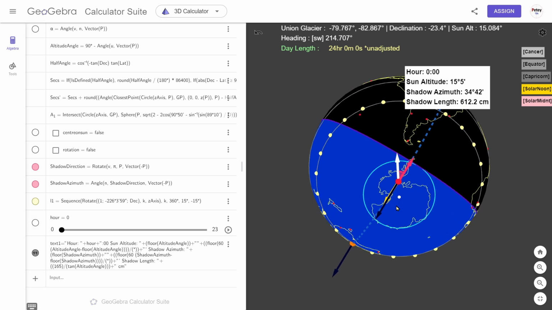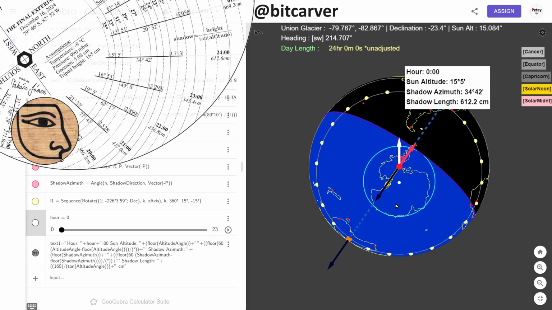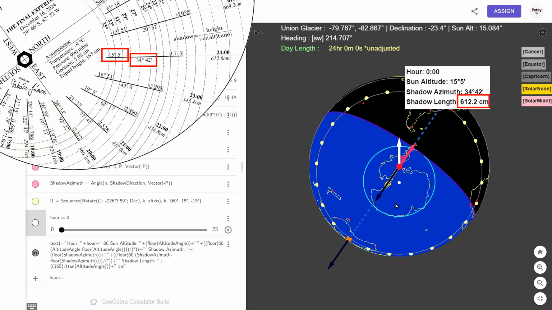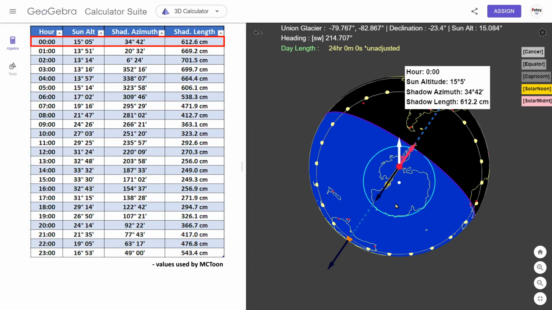So now we can compare the values obtained through my basic geometry with the values given to MCToon by Bitcarver. For midnight we have 15.5, 34.42 and a shadow length of 612.2 centimeters. So those angles look spot on, but I'm 4mm off for the shadow length. And I'm sure it's not going to be this good of a match as I go around the clock. So let's just do that now.